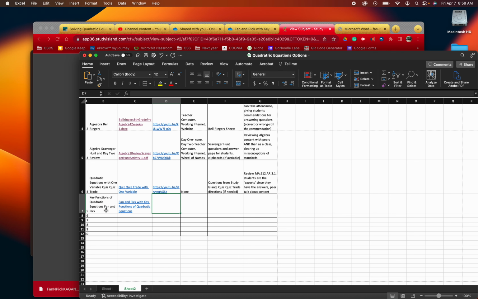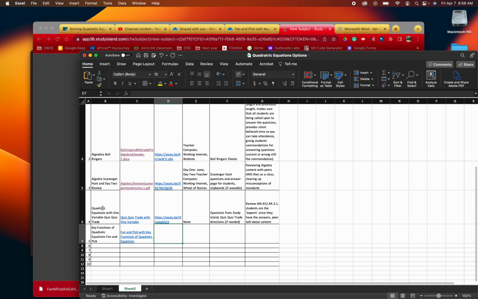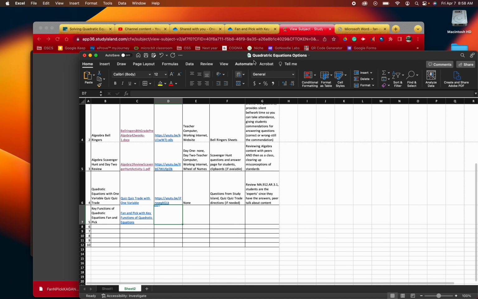Strategy is fan and pick with quadratic equations. Again, we're using Study Island, an excellent place to get our resources.